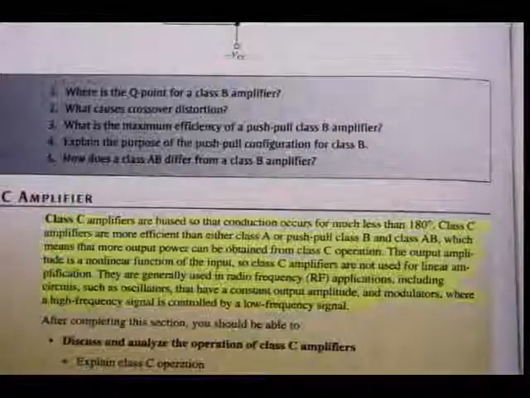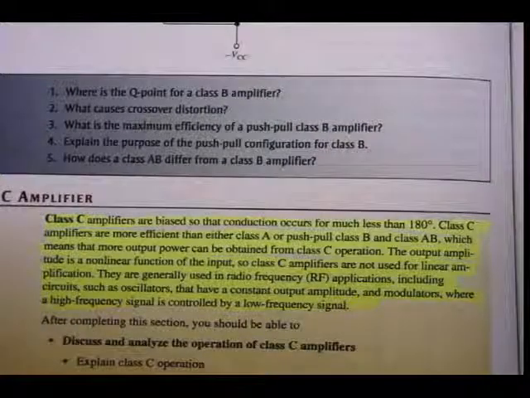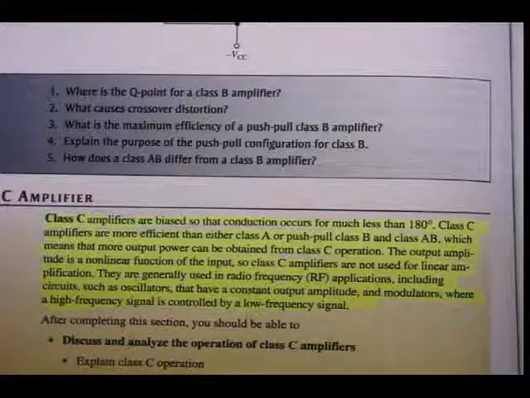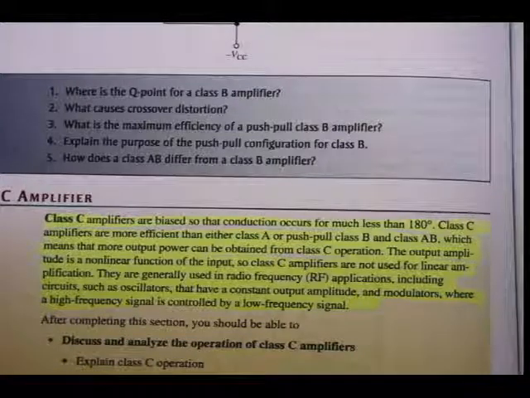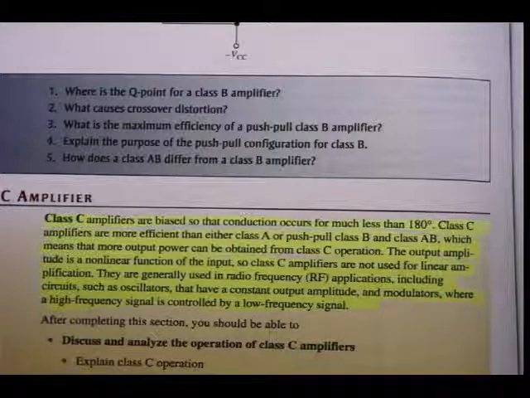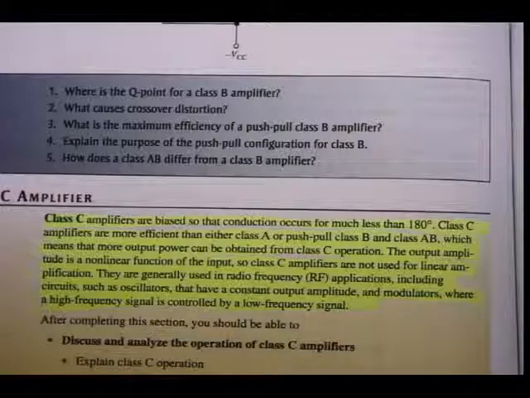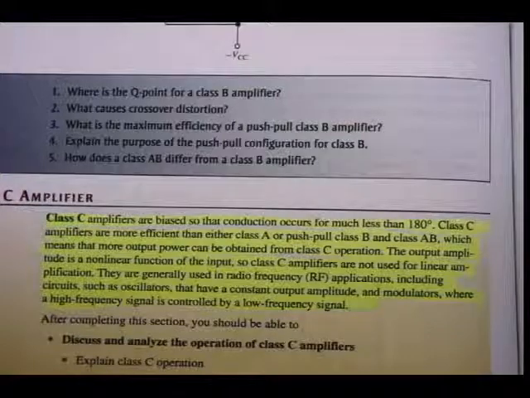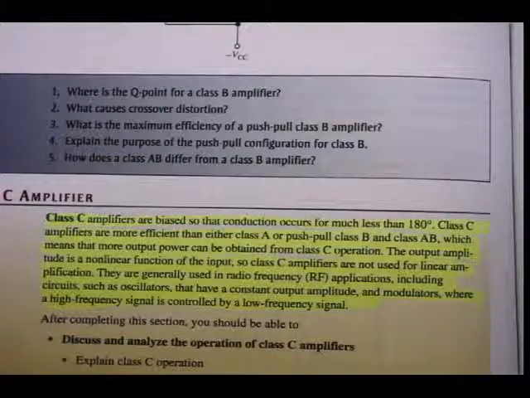Class C amplifier. Class C amplifiers are biased so that the conduction occurs for much less than 180 degrees. Class C amplifiers are more efficient than either class A or a push-pull class B and class AB, which means that more output power can be obtained from class C operation. The output amplitude is a nonlinear function of the input.